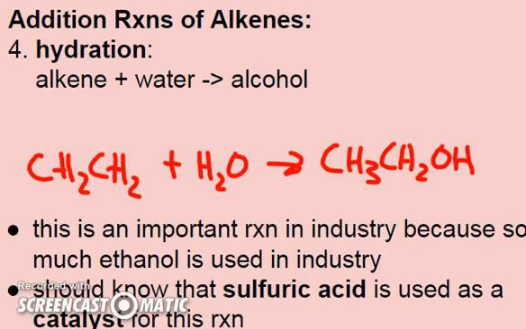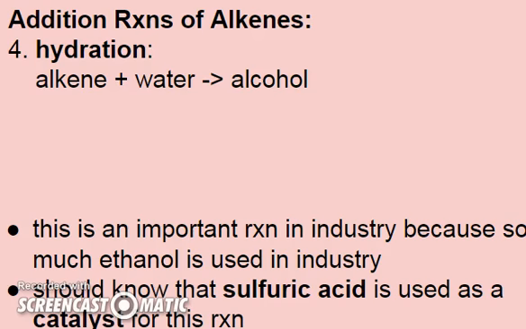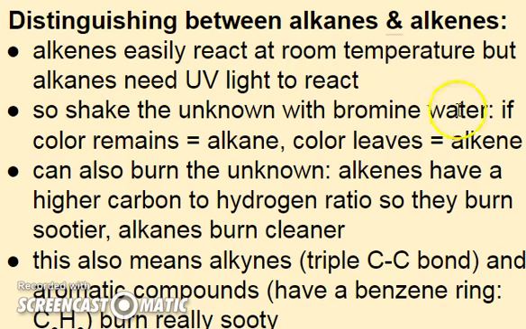To finish up then, we're going to talk a little bit about distinguishing between alkanes and alkenes, and that's something called polymers. So distinguishing between alkanes and alkenes, remember alkenes are highly reactive because of that double bond, but alkanes are fairly stable and need UV light to react. So an easy way to distinguish between them is to have them react with something and see which one's more reactive. So you can shake it with some kind of halogen dissolved in water.